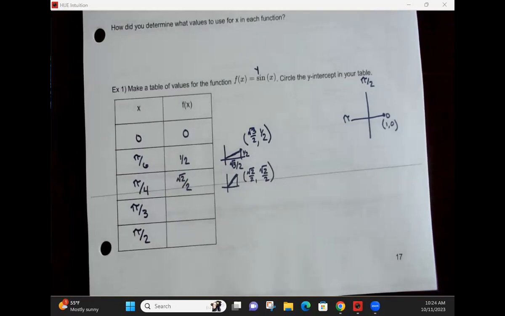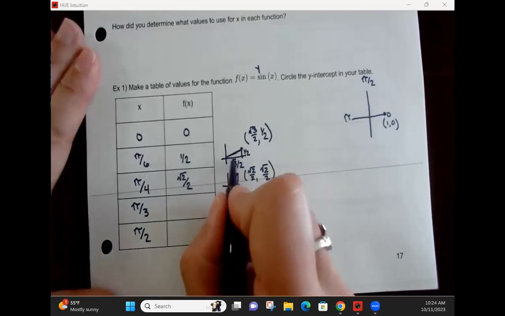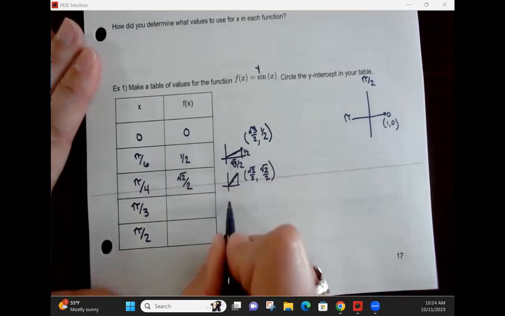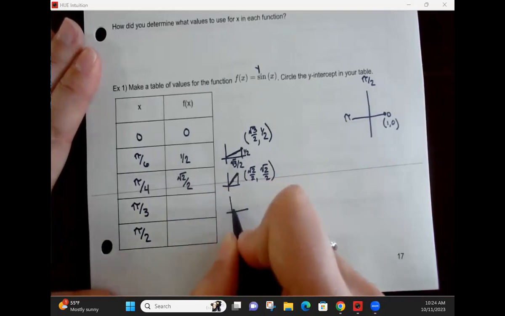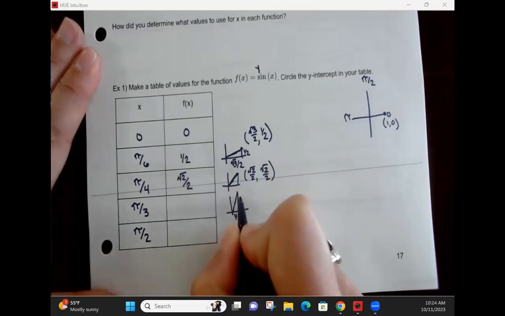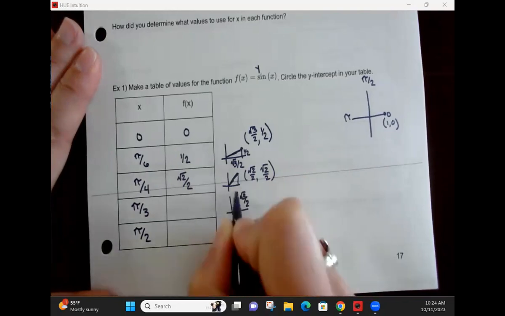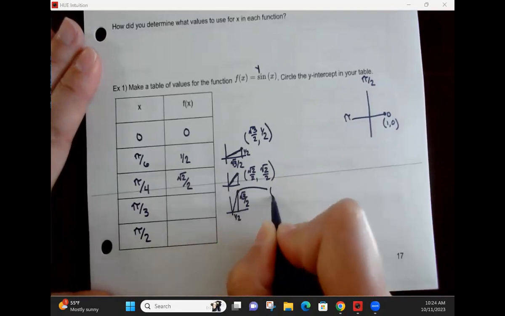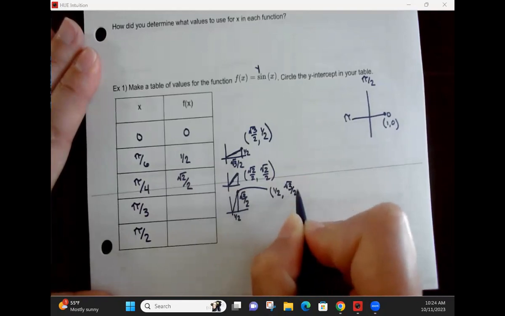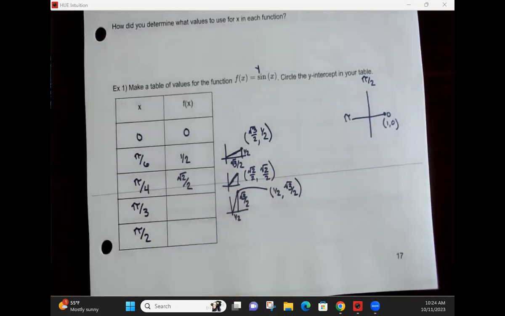For pi over 3, that's my other 30-60-90 triangle. But instead of being the one that's got the sort of long side along the axis, it's the one that stands up taller. So it's the short side along the x-axis, which means that our point now would be 1/2, comma, √3/2. So what is sine of pi over 3? √3/2.